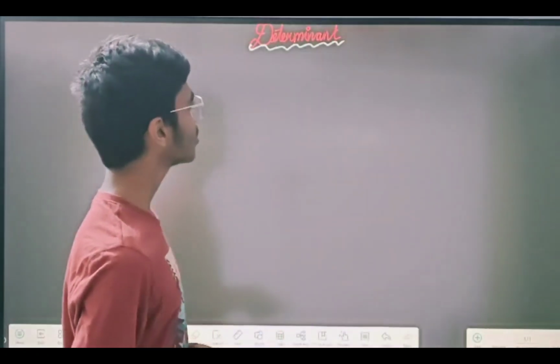Today we are going to see the mathematics fourth lesson. I think it's determinants. The first lesson is relations and functions, then inverse trigonometry, then matrices, then determinants. Matrix is the base concept of determinants.